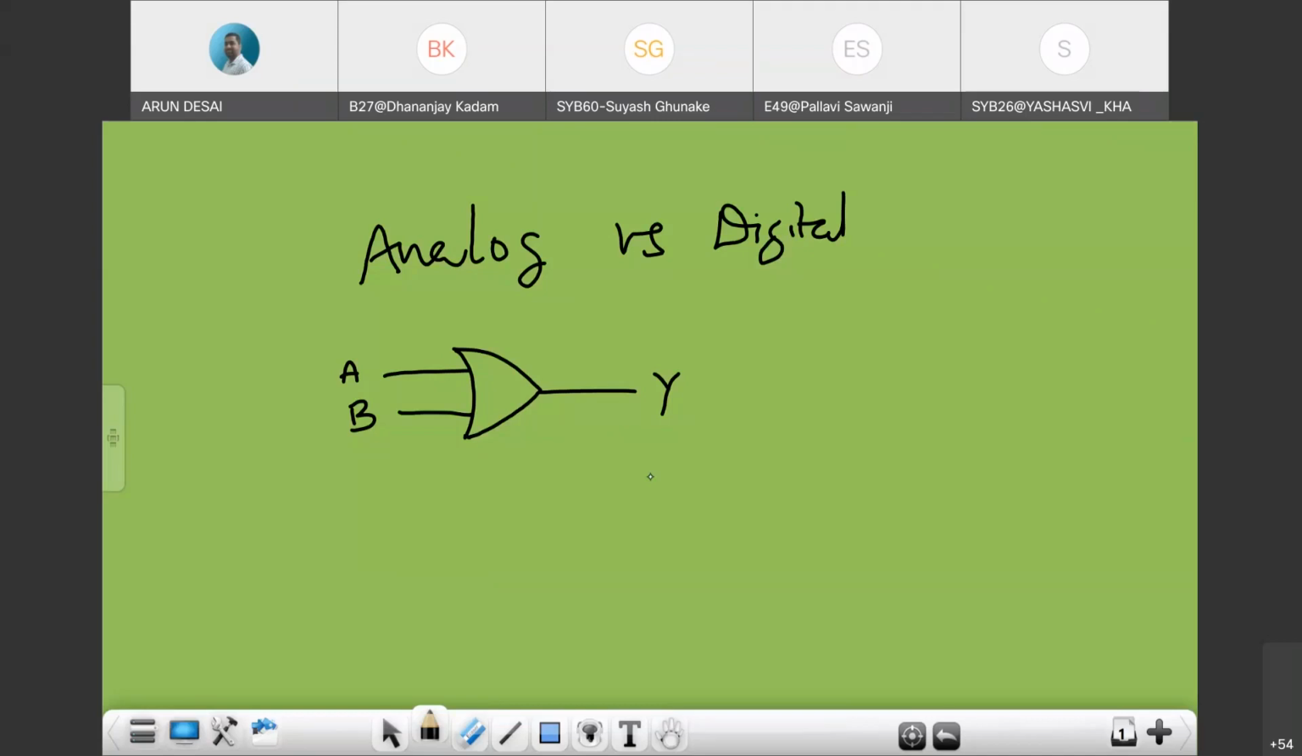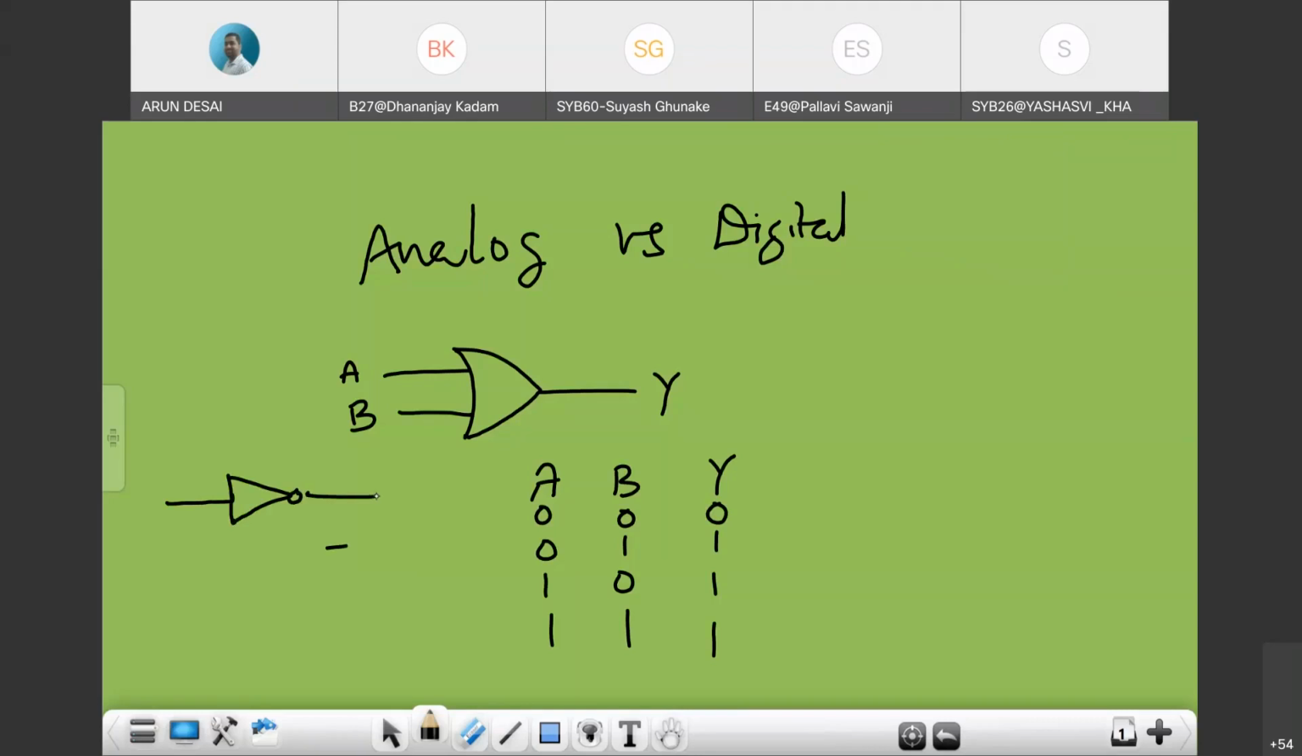In this case, how will you write the truth table? There are again four combinations of input. If any of the inputs is high, then the output is high. Otherwise, it is low or zero. So this is about the OR gate.